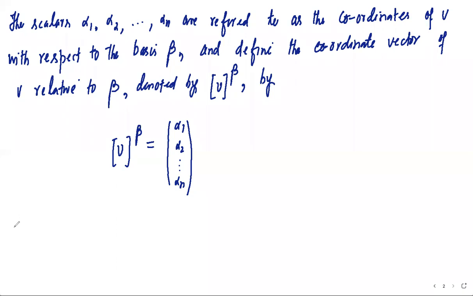So let's take an example. To define an example, we will take some vector and then we will define some ordered basis and then find out the coordinate vector of that particular vector with respect to the chosen ordered basis.